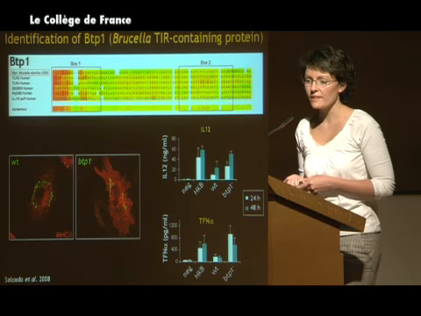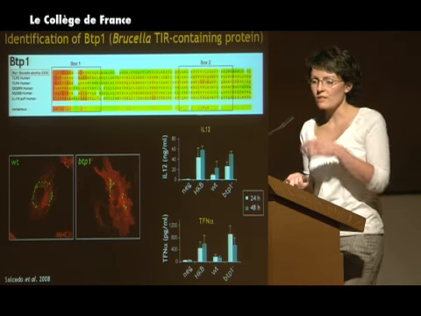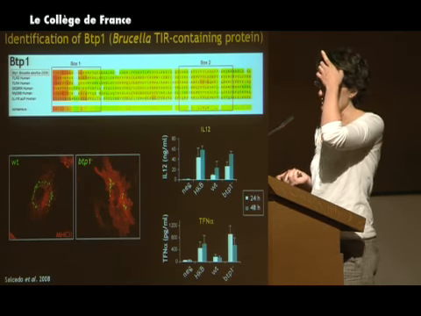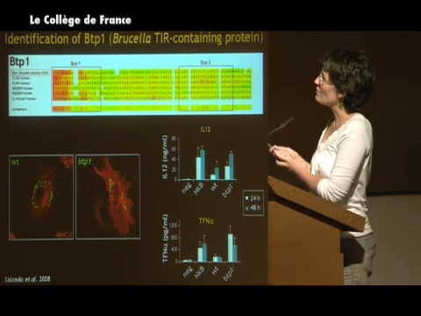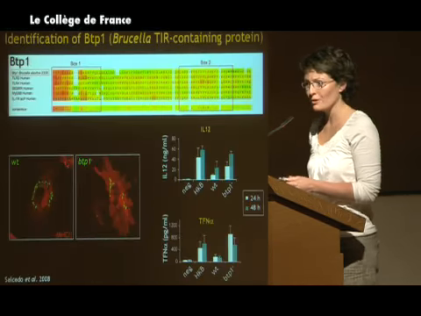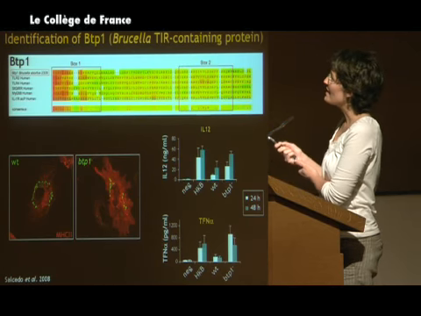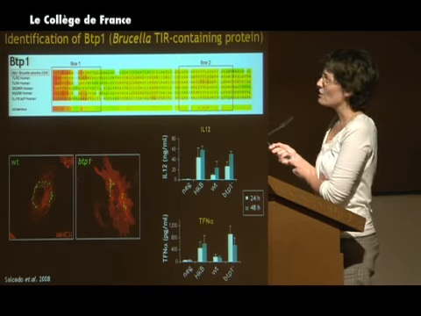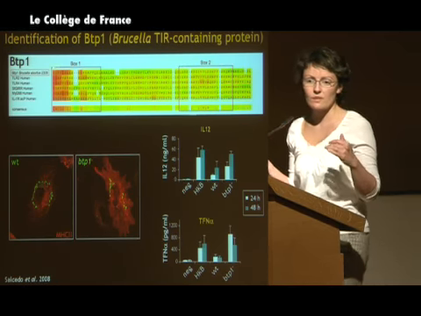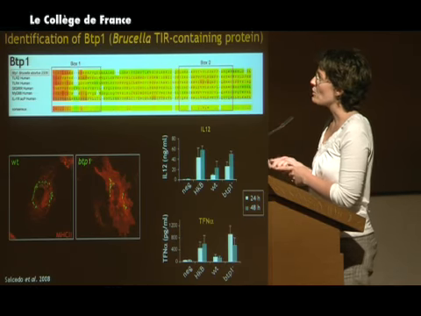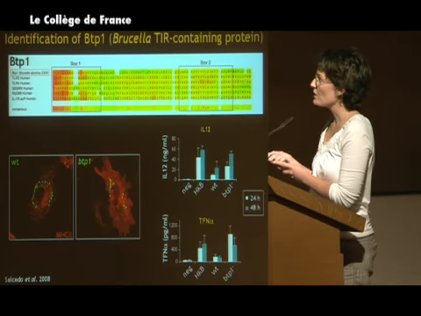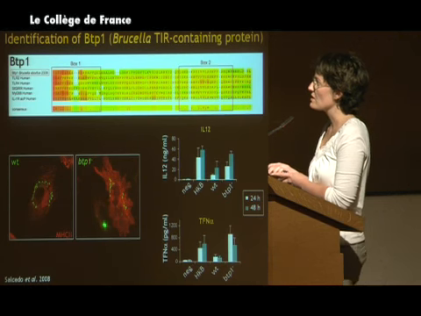So we went on to identify a Brucella protein that we call BTP1, Brucella TIR-containing protein. As Philippe mentioned, it's important in the control of host immune response in Brucella. And so this protein has a TIR domain. TIR domains are present on all toll-like receptors and the adaptor molecules and are essential for toll-like receptor signaling. And so we made a mutant. We were a bit disappointed because the mutant replicated just as efficiently as the wild type.